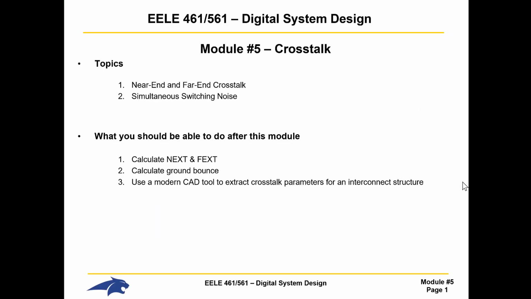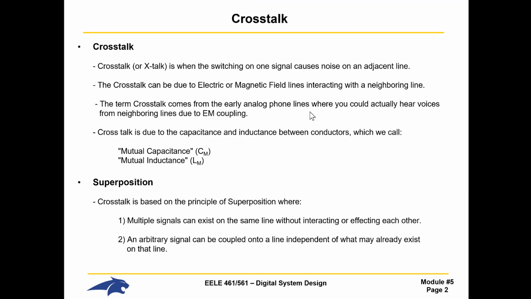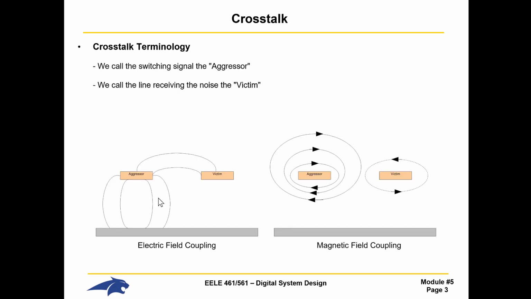Okay, so crosstalk is the unwanted coupling from one link to another. If you have a link for data 0 and it's banging away, and you have another link for data 1 and you get too close to data 0, you'll actually get noise that couples from one link to the other. And the coupling comes in the form of electric and magnetic field lines.